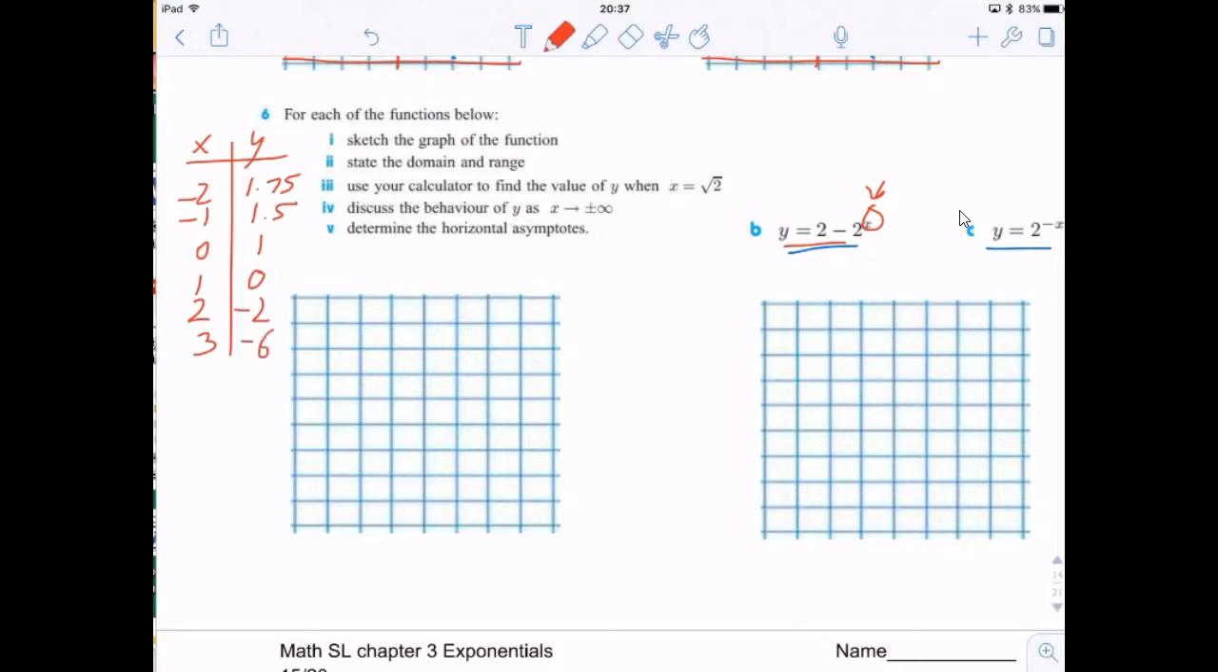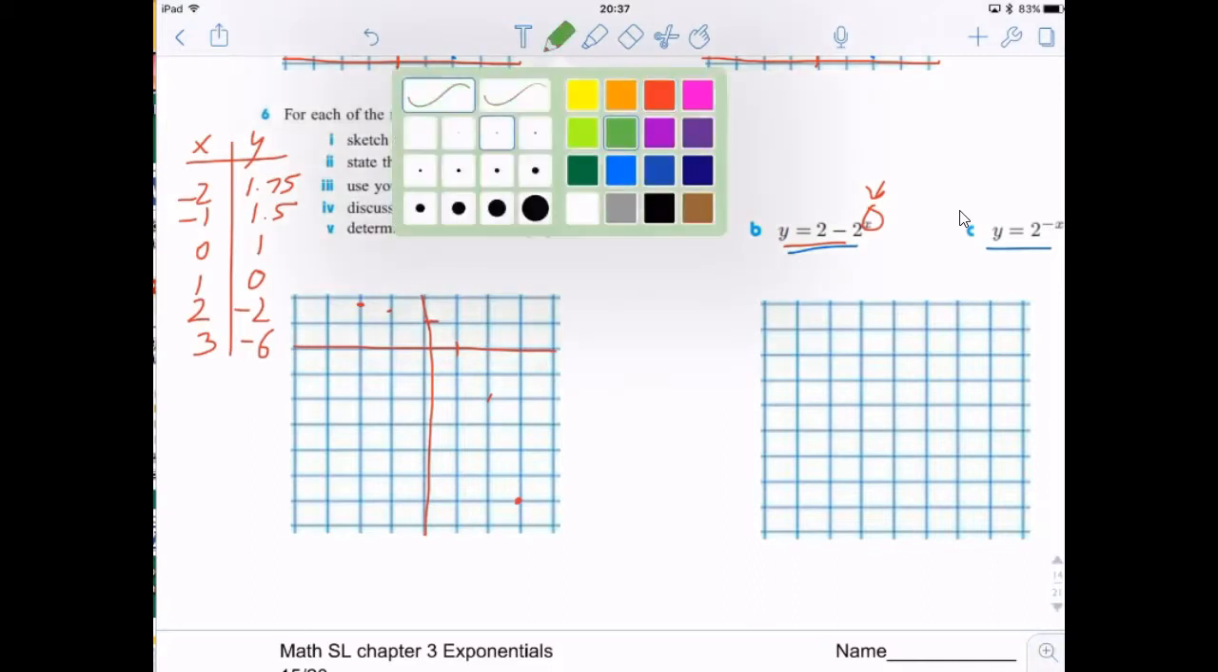Okay, now I'm going to draw the axes for this. And so since I have some positive values and I have some negative values, I'm going to draw it maybe like that. And then the first point is negative 2 comma 1.75, so it's about there. Second point is negative 1 comma 1.5, it's about there. 0 comma 1 is here. 1 comma 0 is here. 2 comma negative 2 is here. And 3 comma negative 6 is here. Okay, so I'm going to sketch this out. I'm going to connect these. Oh, I'm going to use green like I did before.